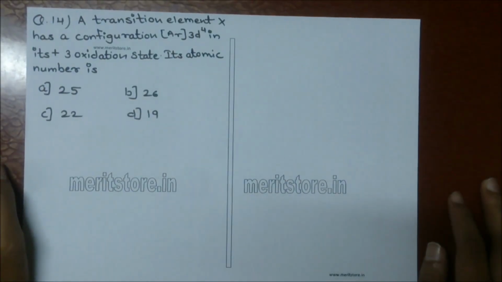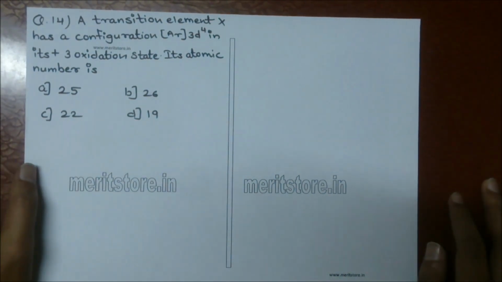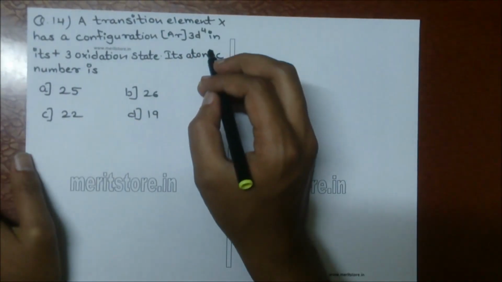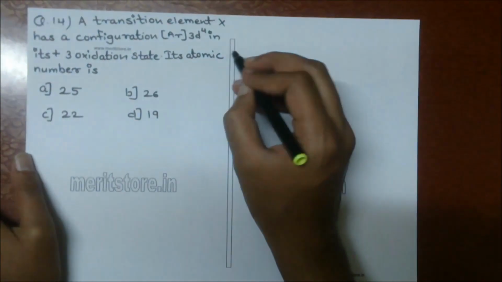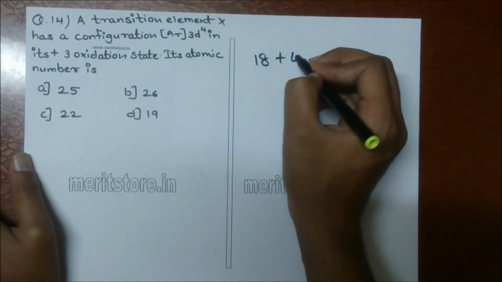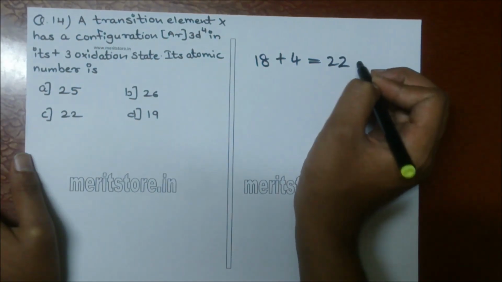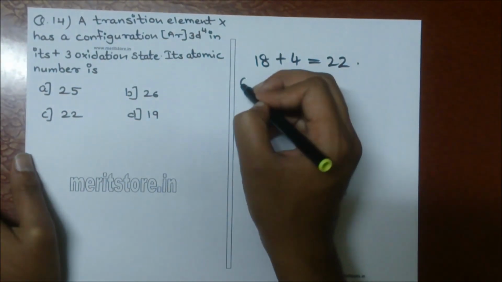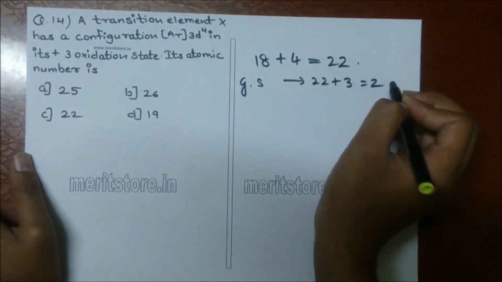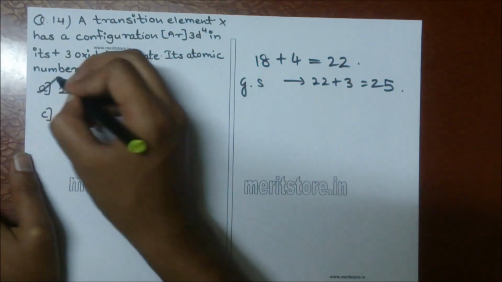Question number 14. A transition element X has a configuration of Ar, that is argon, 3d4 in its +3 oxidation state. Its atomic number is A25, B26, C22, D19. So the electronic configuration of the ion is argon 3d4. Argon has atomic number of 18 plus 4 d electrons equals 22 electrons. This is in the ion state. So the ground state will be 22 plus 3 equals 25. So the atomic number will be 25.